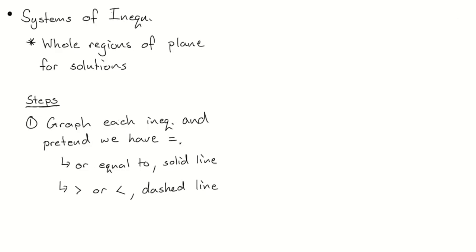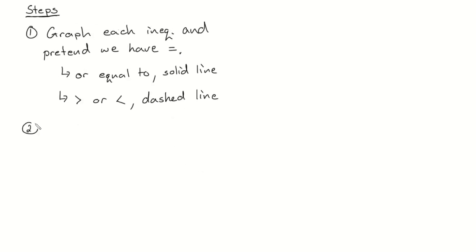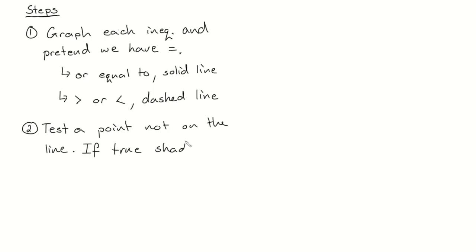From here, once we have a graph, step 2 says test a point not on the line. What's the easiest point that I'm going to test like 99% of the time? 0, 0 is going to be the go-to if I can. We're going to test a point not on the line. If true, shade the region or regions with the point.